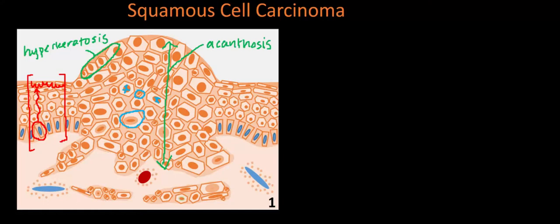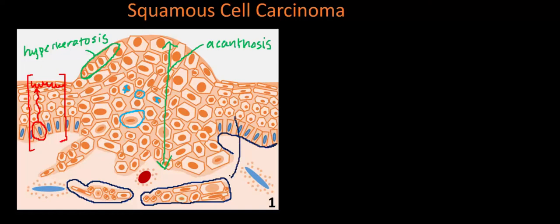A third feature to call your attention to is notice here at the bottom we have clusters of atypical keratinocytes that have invaded into the underlying dermis. And this is a hallmark feature of invasive squamous cell carcinoma. And invasive simply refers to the fact that these atypical cancerous keratinocytes have invaded past the basement membrane, which underlies the bottom of the epidermis, into the underlying dermis. Notably, it's this feature of invasion past the basement membrane into the underlying dermis that makes invasive squamous cell carcinoma distinct from another similar lesion called squamous cell carcinoma in situ.